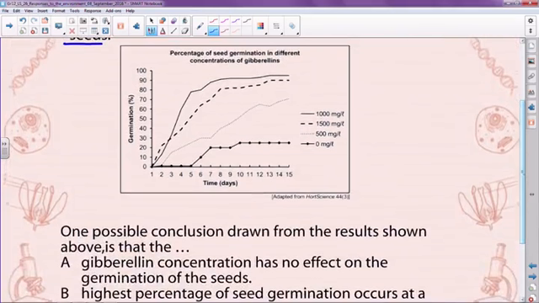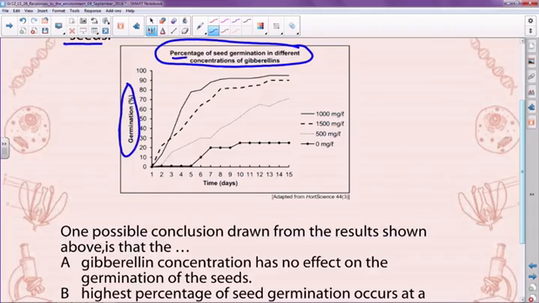Just to go over this, don't forget you need a heading, and it has to have both dependent and independent variables. You'll see germination in percentage, and then in time, and then it says in different concentrations of gibberellin. You've got to have both there in a time period. Now, if you have a look here, it says days, from day 1 to day 15, and we have 1,000 milligrams per liter, 1,500 milligrams per liter, 500 milligrams per liter, and 0 milligrams per liter. So they're all here, and you will see that I have given a key.